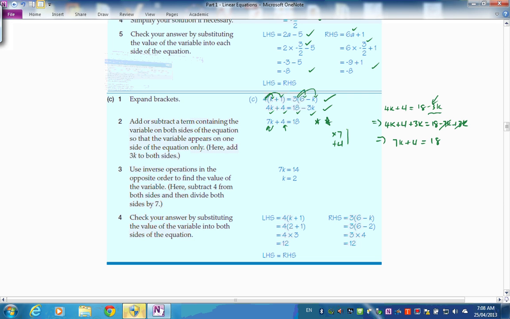So we will do the inverse operations in reverse order if you like. We'll take away 4. We're left with 7k. 18 take 4 is 14. And then dividing by 7. Reversing these 2 steps, K is 2. Checking the answer back in the original equation. If I put k is 2 in there, I get 12. Put k is 2 in there, I also get 12. So the solution checks. Alright, so do the brackets first, always in that sort of situation.